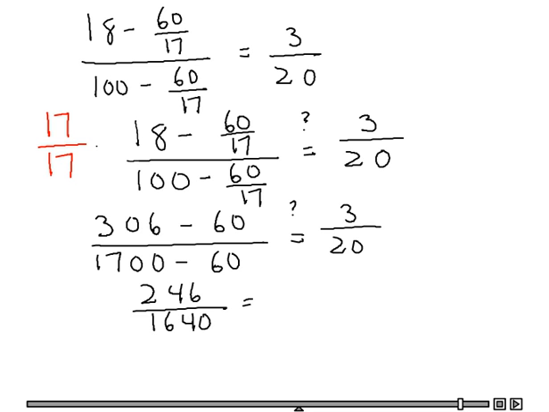And if you divide both the top and the bottom here by 82, that will indeed reduce to 3 divided by 20. So we're sure that our answer of 60 divided by 17 is indeed correct.